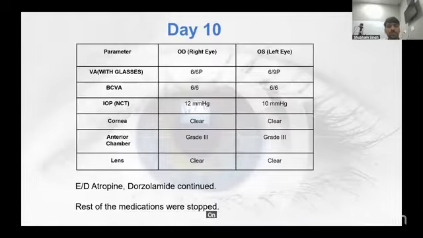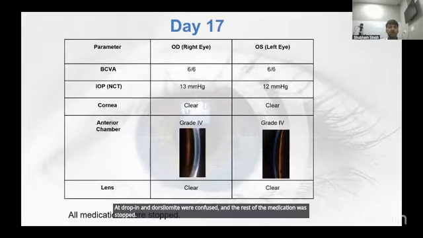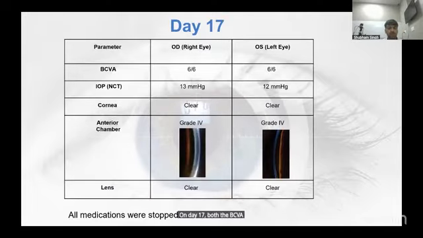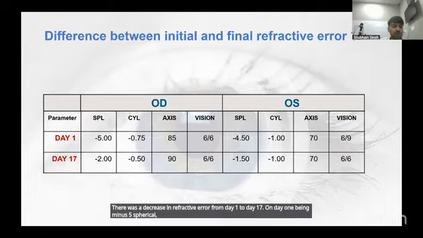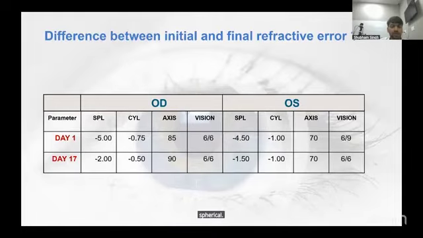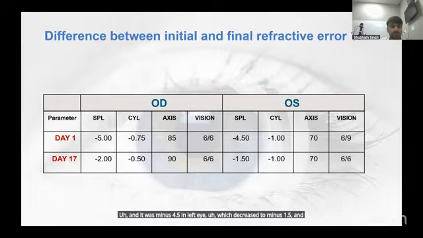On day 10, her BCVA was 6/6 in both eyes and IOP was normal. Atropine and dorzolamide were continued and the rest of the medication was stopped. On day 17, both the BCVA and IOP were normal and all the medications were stopped. There was a decrease in refractive error from day 1 to day 17. On day 1 it was -5 spherical in the right eye, and on day 17 it was -2 spherical. In the left eye it was -4.5, which decreased to -1.5 on day 17.